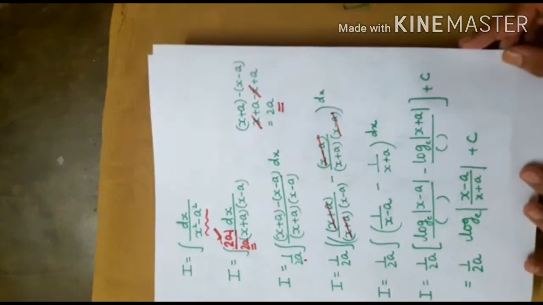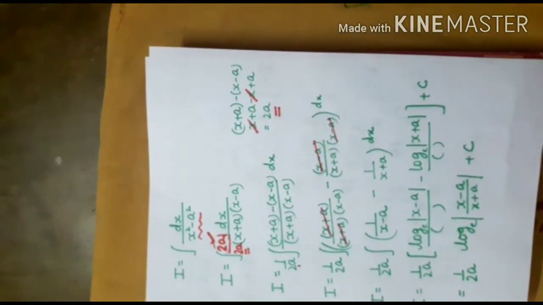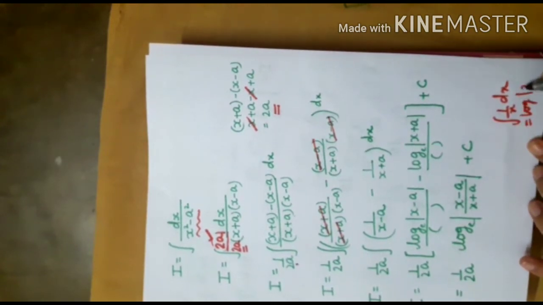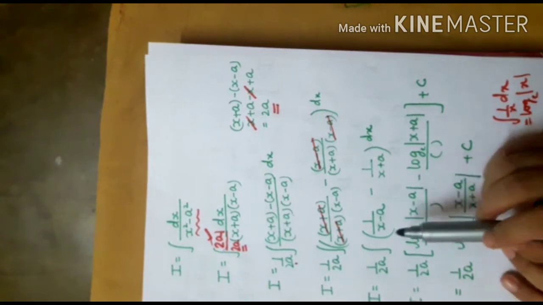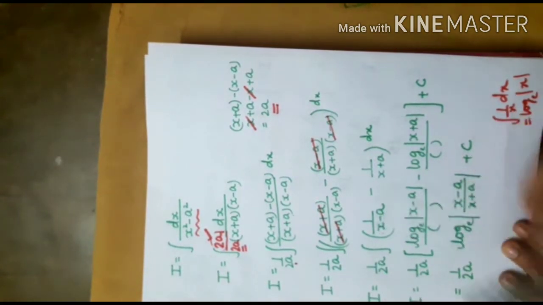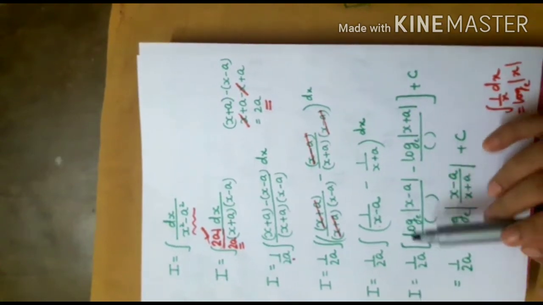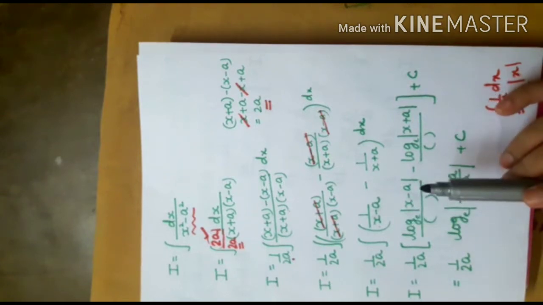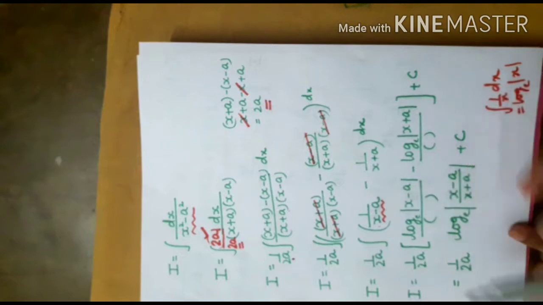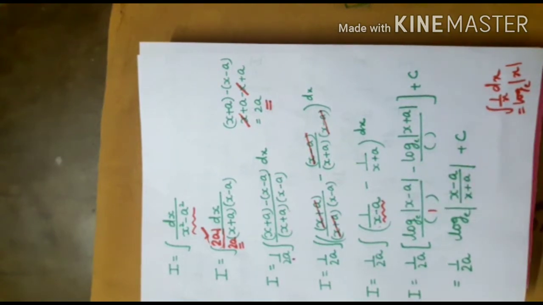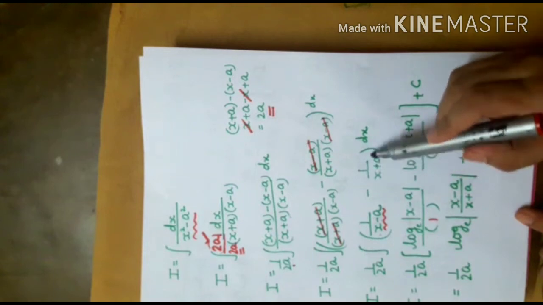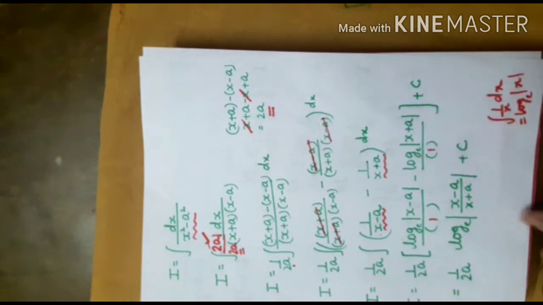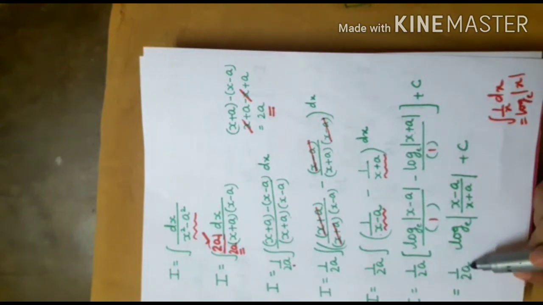Now, what is the integral of 1 by x dx? Yes, you know that. It is log x, right? And here the role of x is being played by x minus a, which is linear. So, integral of 1 over x minus a will be log x minus a. And do not forget to divide with the derivative of x minus a, which is 1. Similarly, integral of 1 over x plus a will be log x plus a divided by its derivative, which is again 1. So I'll get 1 by 2a.